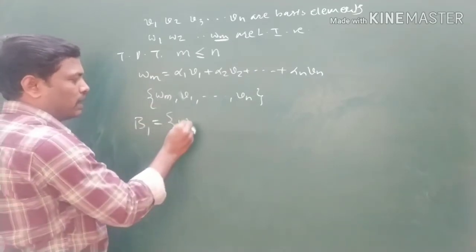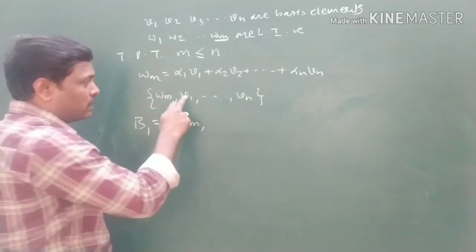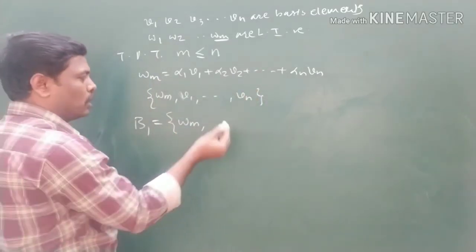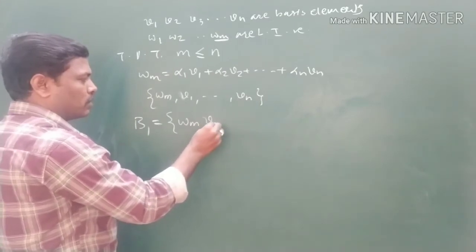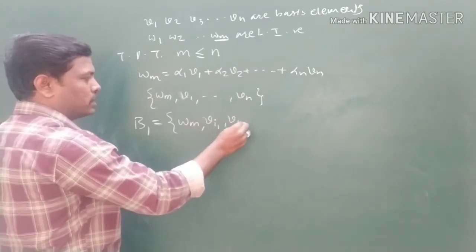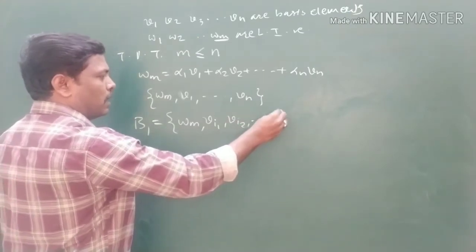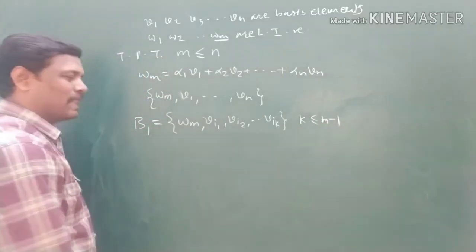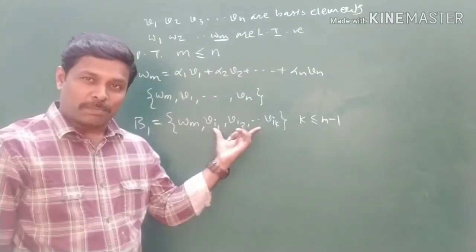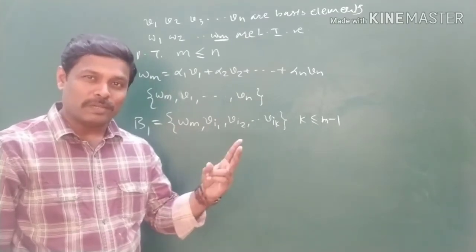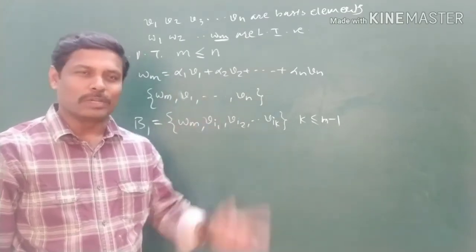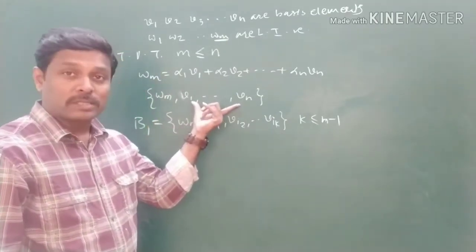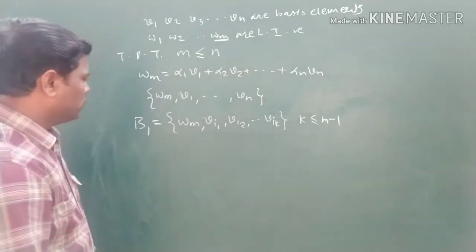So I'm taking one element as W_m, and from the remaining n elements I will escape at least one element. Whatever the remaining elements are, I will denote them by V_i1, V_i2 and V_ik. Note that this k is less than or equal to n minus 1. That means you may escape one element or two or three or four or more elements, but at least you have to escape one element from these n vectors v1, v2, vn.